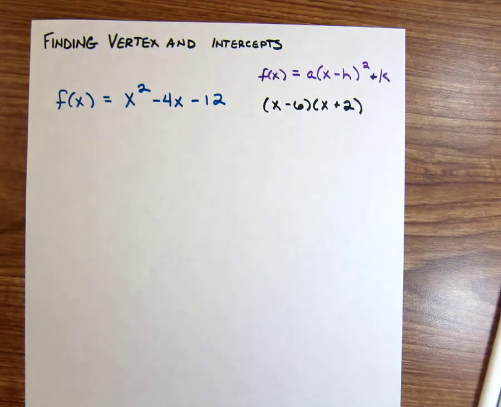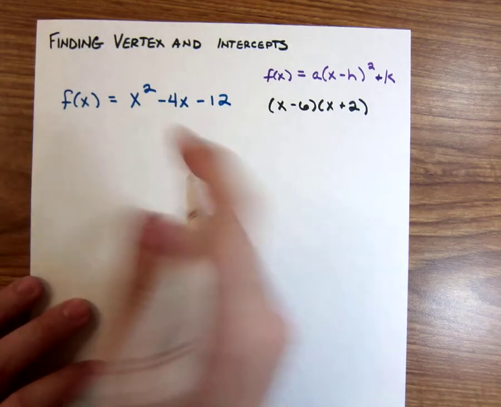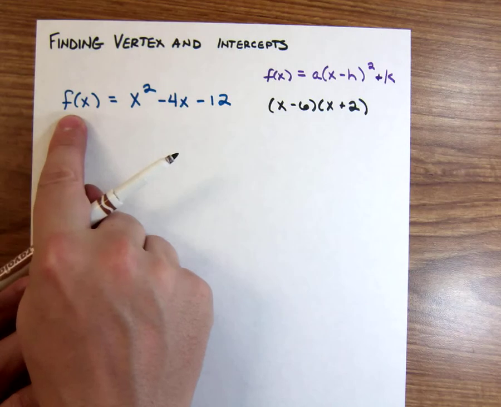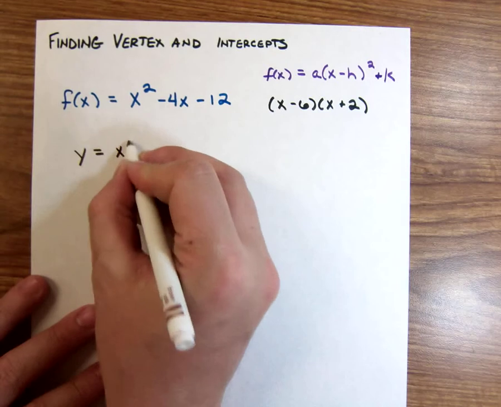And it turns out we learned a way to do that too. It's called completing the square. That was not last week. That was last month. It's been a while. So here's how completing the square works. I'm going to rewrite this equation, except I'm going to replace the f of x with y, just because it'll look a little nicer when we're doing the algebra.